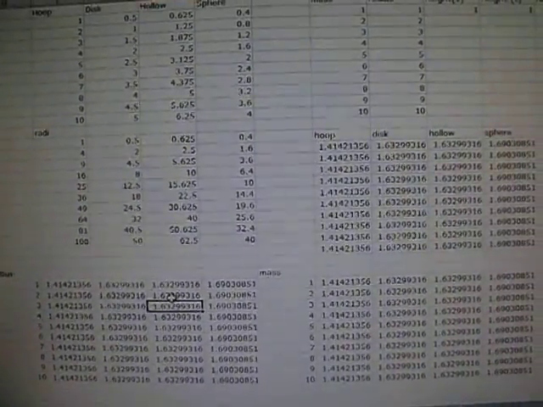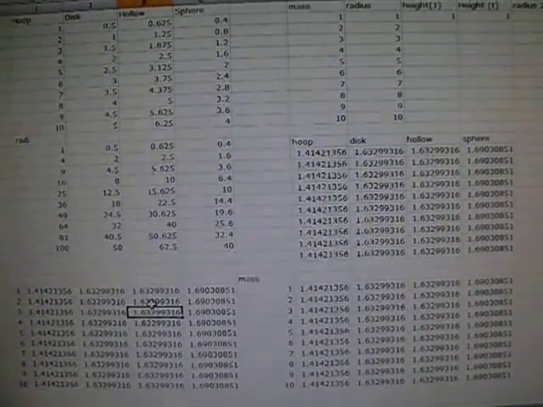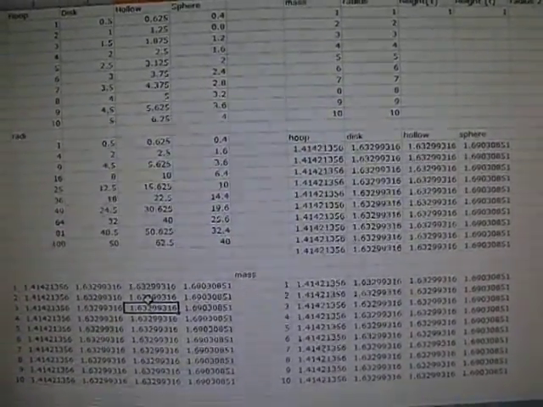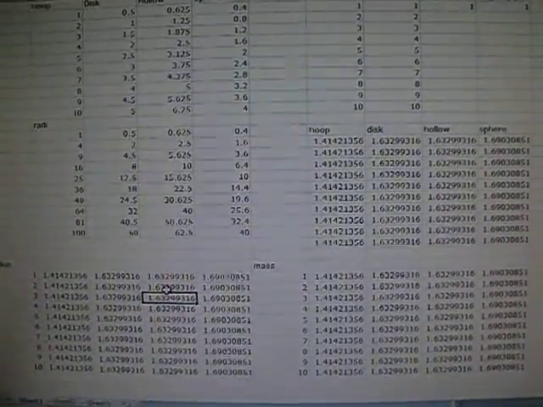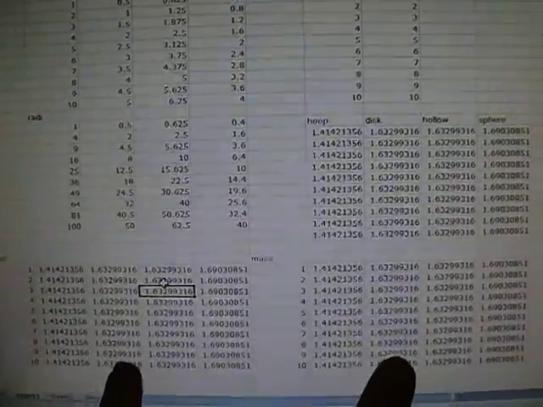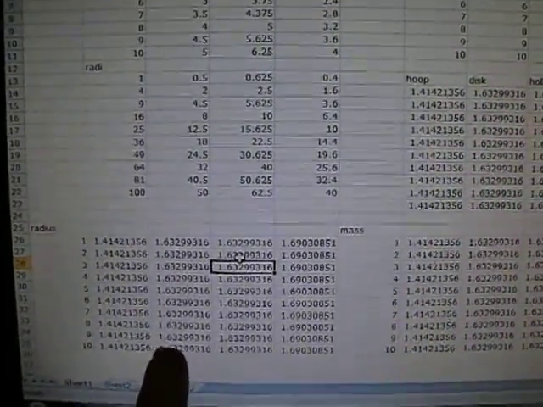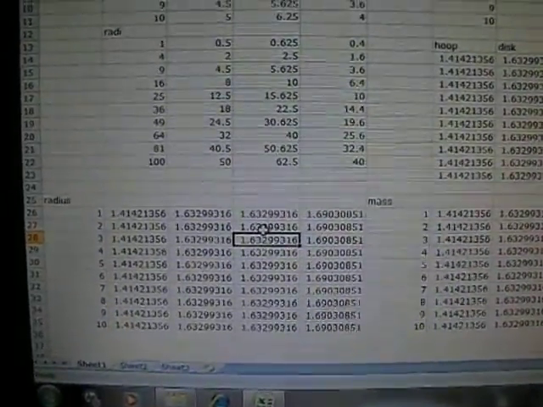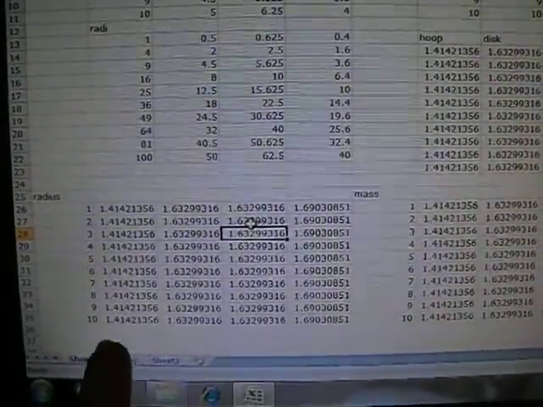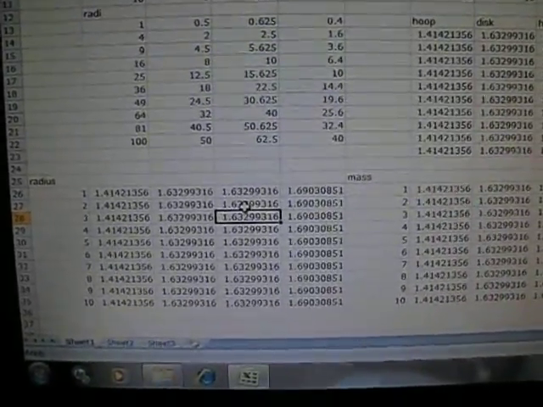Alright, here's my data for screencast 7 with the 4 different geometric shapes: the hoop, the disc, the hollow disc, and the sphere. My data here at the bottom, the one on the left, is changing the radius and keeping the mass the same on the 4 different geometric shapes.